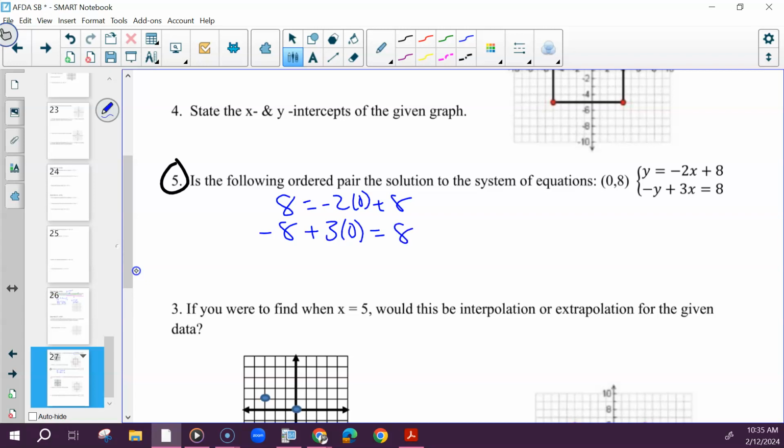So if I put 8 into all the y's, 0 into all the x's, this would just become 0, so 8 equals 8, that would work. This would become 0, so we have -8 equals 8, which does not work. So this would not be a solution.